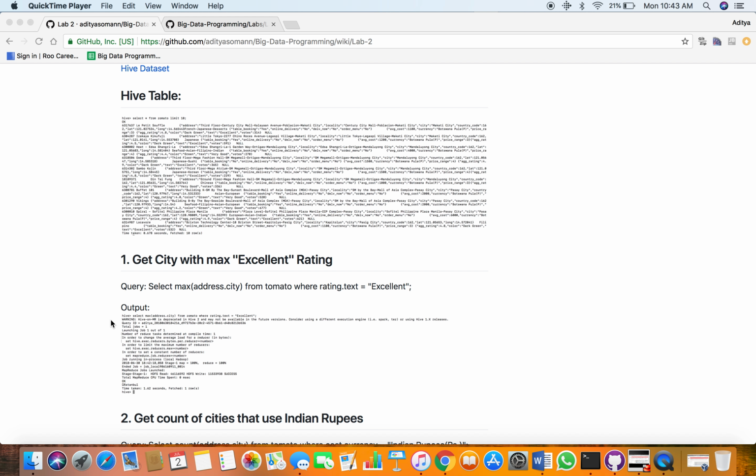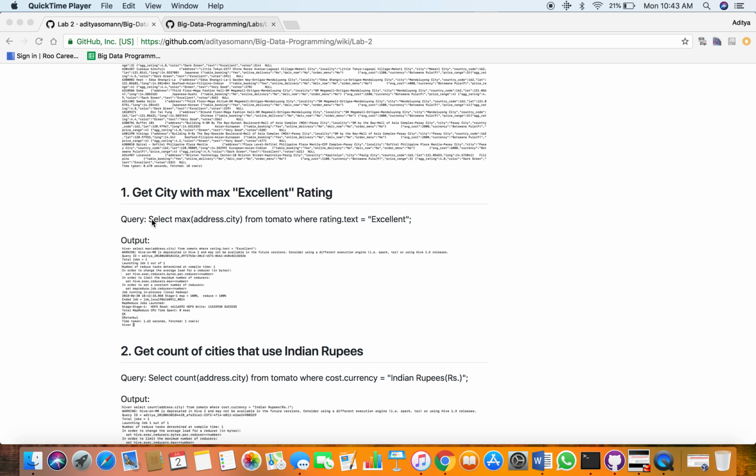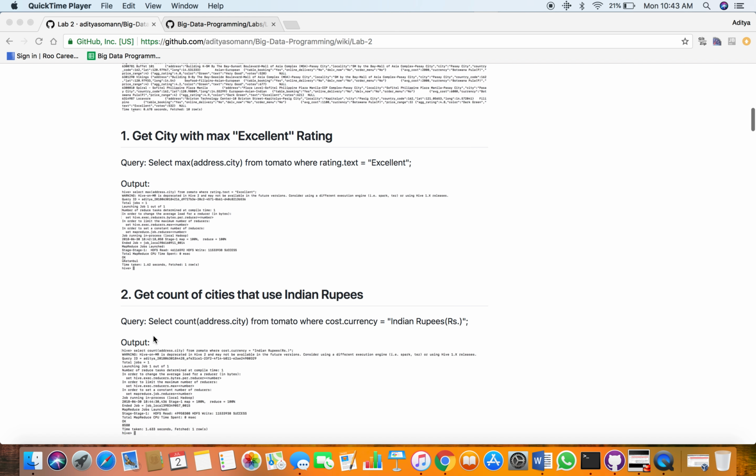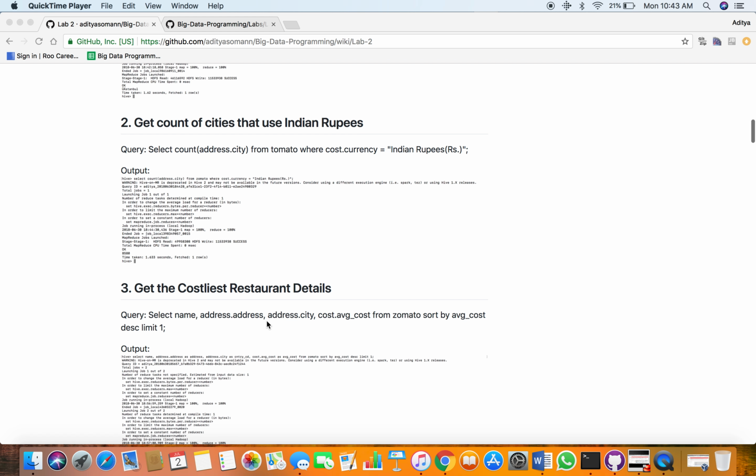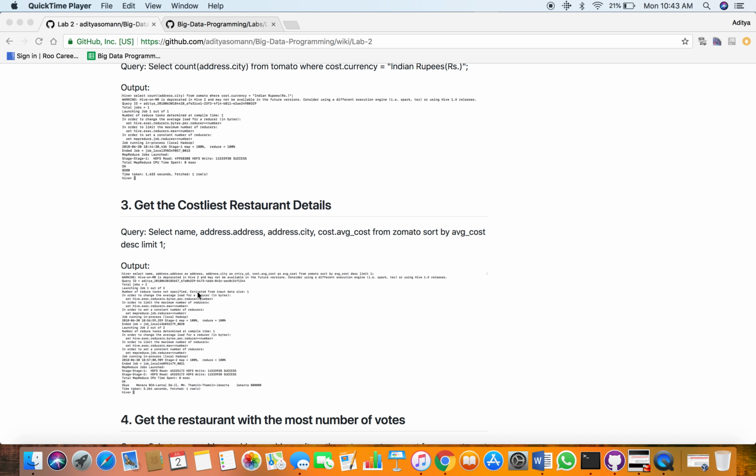We have included the screenshots for all the queries, and we have mentioned the queries performed on each of the tables. The second query was to get the count of the cities that used Indian rupees. The query is over here, and this is the output. The third query includes the costliest restaurant. So this is the query, and this will be the output.